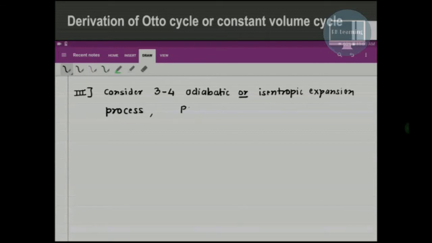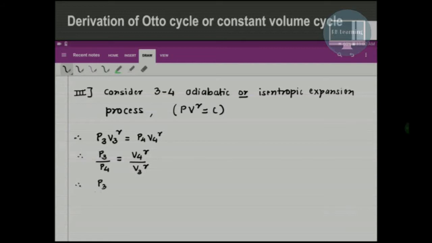Again, according to the law, PV raised to gamma is equal to constant. So again, apply this particular law to the state points 3 and 4. So we can say that P3 V3 raised to gamma has to be equal to P4 V4 raised to gamma. Just rearrange the terms over here. So P3 upon P4 will be equal to V4 raised to gamma divided by V3 raised to gamma. Or we can say that P3 upon P4 is equal to V4 upon V3 whole raised to gamma.